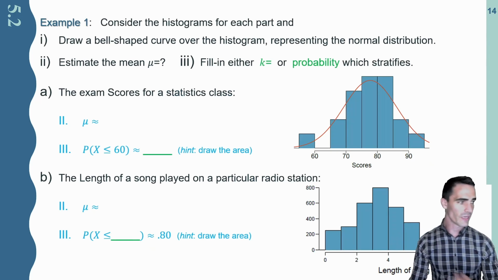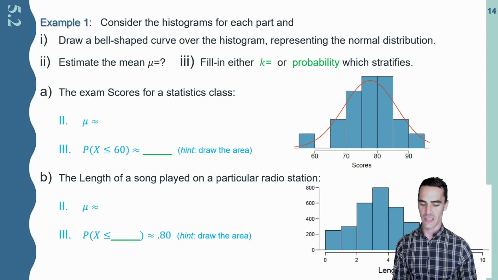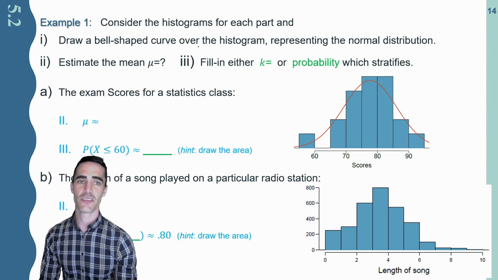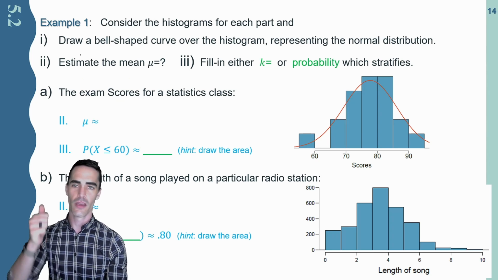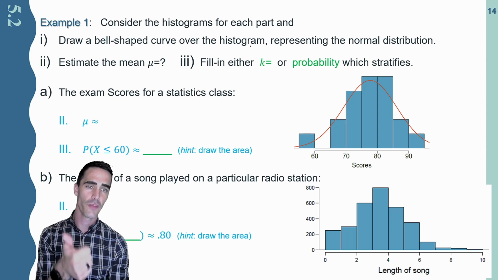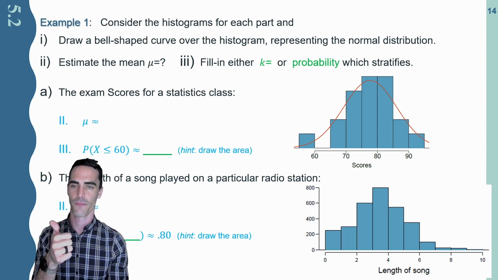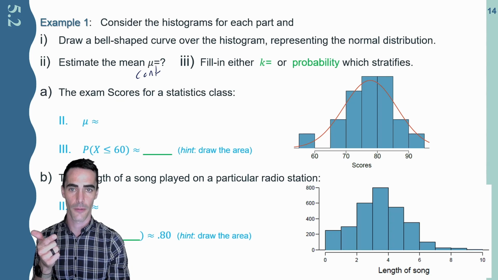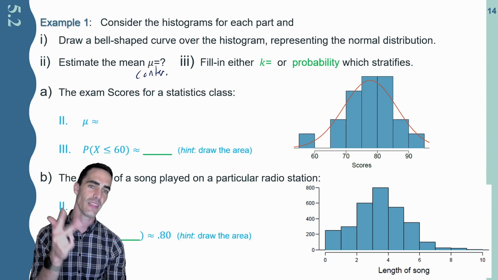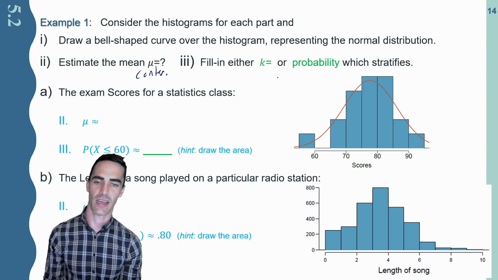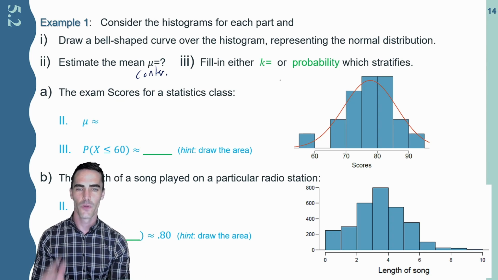So I want to get comfortable reading and working with these charts. This example demonstrates us getting more familiar with them. Consider the histograms for each part and draw a bell-shaped curve over the histogram representing the normal distribution as like an approximation ideal. Then we're going to estimate what the center is or what the mean is. And then we'll look at filling in either a K or probability, depending on what they're asking, that satisfies the condition. We'll do an example here.